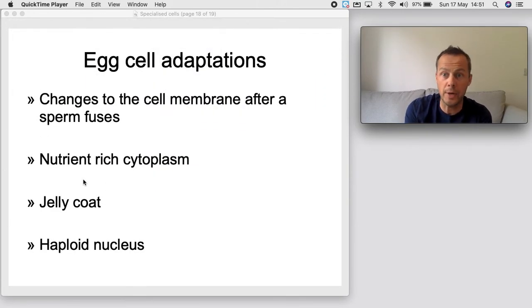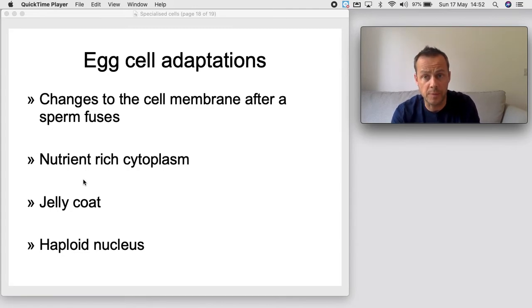Now, picking out the 4 adaptations that we need to talk about. The first thing is there are changes to the cell membrane after a sperm fuses with it. So something happens to the cell membrane after a sperm has fused with it. There's a nutrient-rich cytoplasm. So the cytoplasm is full of nutrients. A jelly coat around the outside of the cell membrane. And again, a haploid nucleus. So like we did on the previous one, if you want to pause that and try and think as to how those different adaptations would help that cell to perform its job, to perform its function.